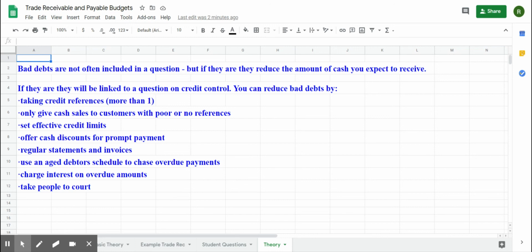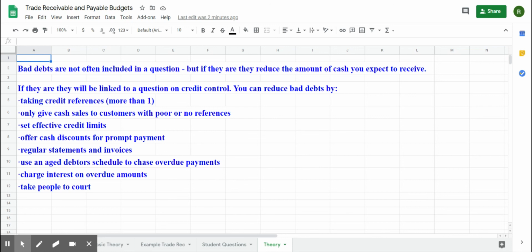Offer cash discounts for prompt payment. That will reduce the amount of money that you receive, but it reduces the chance of bad debts and speeds up the flow of money into the company. Send out regular statements and invoices. Use of aged debtor schedules. That should help you to chase overdue payments. Charge interest on overdue amounts. Companies are legally entitled to do that, certainly in the UK.